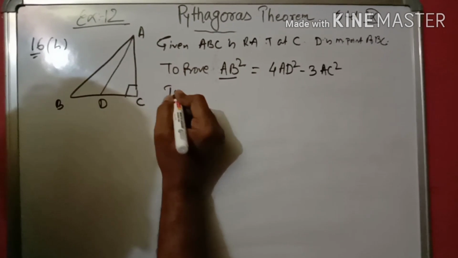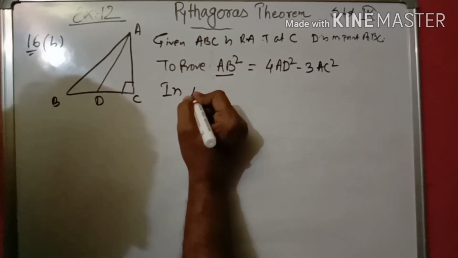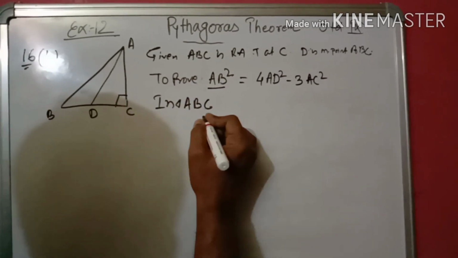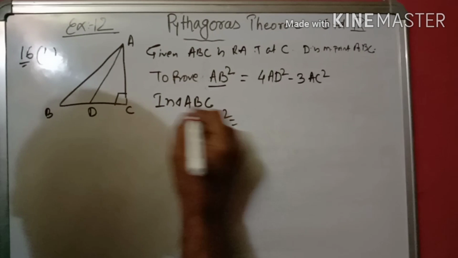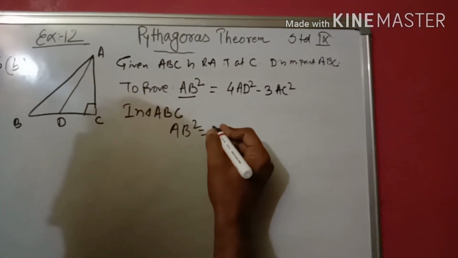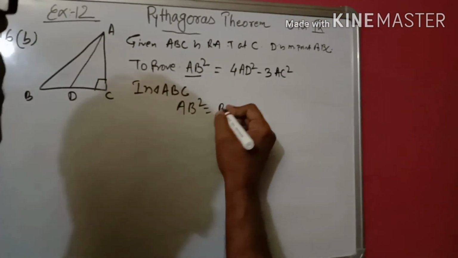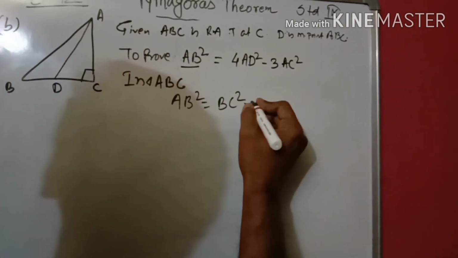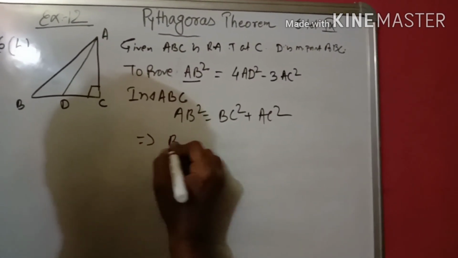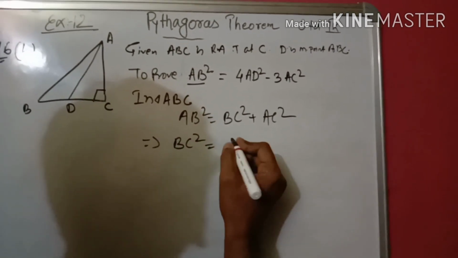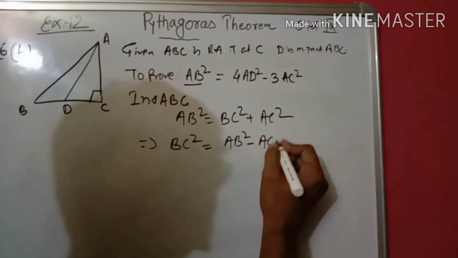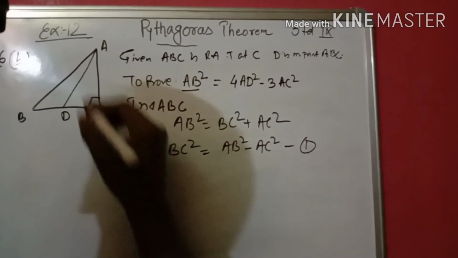In triangle ABC, by Pythagoras theorem, because this is 90 degrees and this is your hypotenuse, AB square equal to BC square plus AC square. Or we can write BC square equal to AB square minus AC square. Let it be equation number 1.